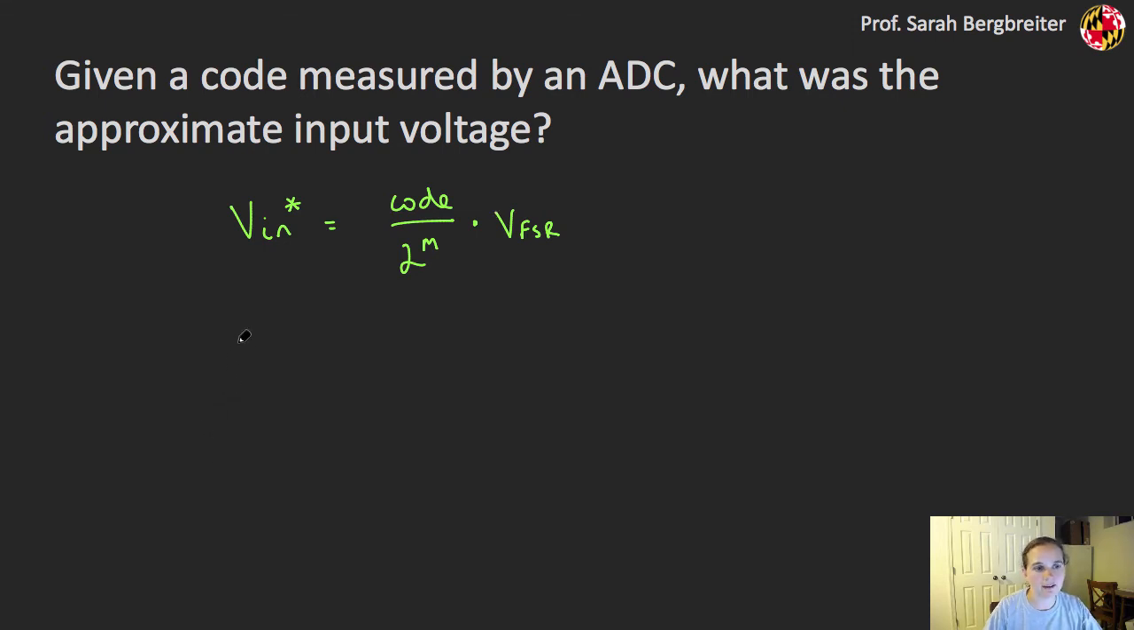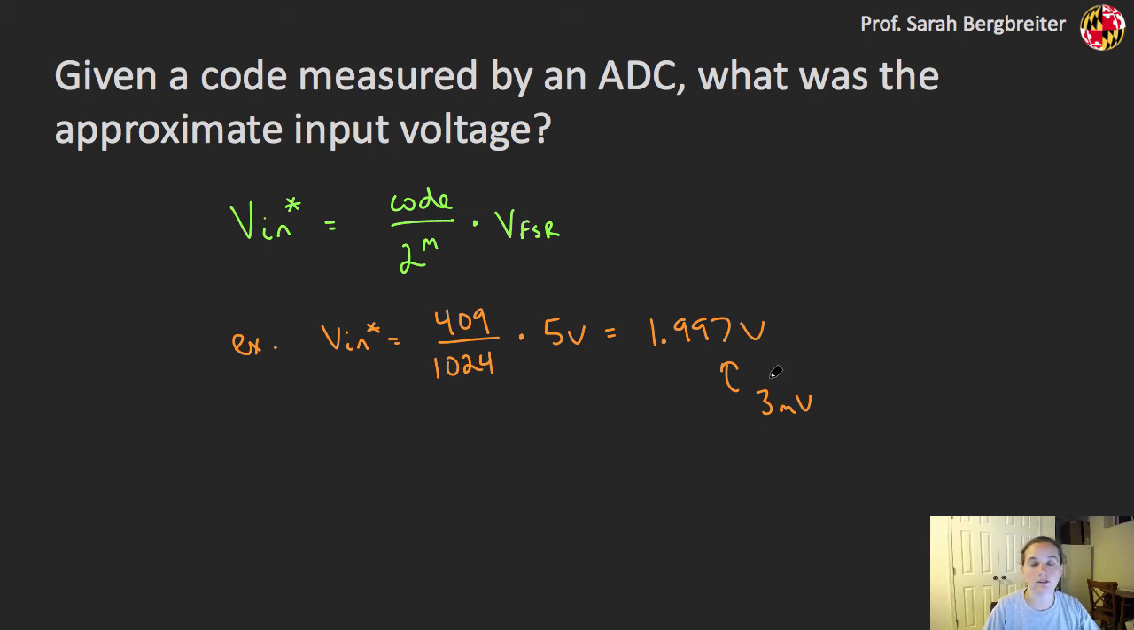So if I go back to that example that I had previously and take that code 409 that I just calculated and try to figure out what the approximate input voltage that I had on this pin was, I'm going to get 1.997 volts. Right, so this is 3 millivolts off of the original 2 volts that I used for the first calculation, and whether that matters or not is going to depend on your application. So that's some of the quantization error that I'm seeing right here.